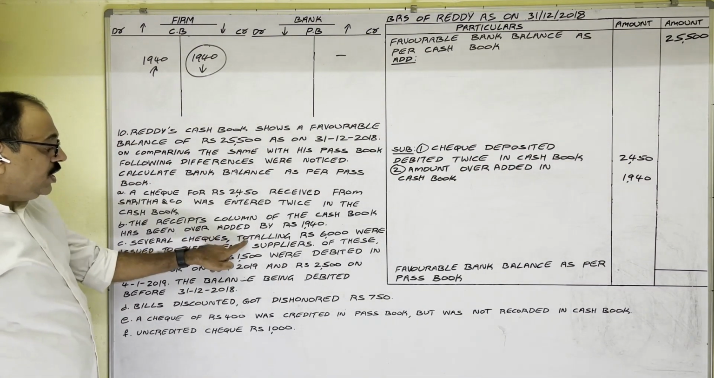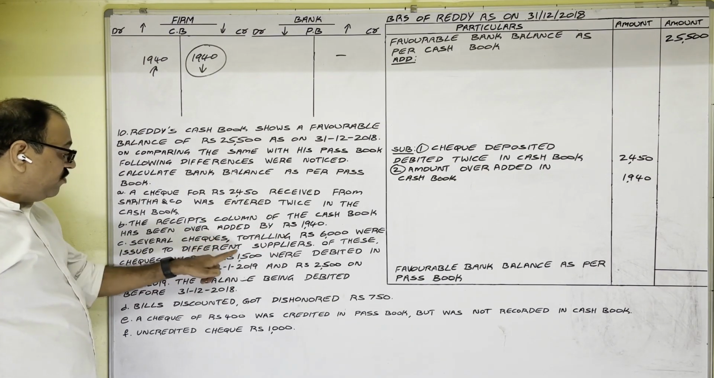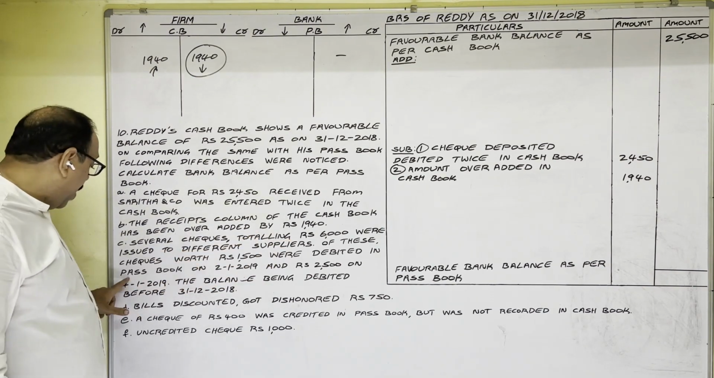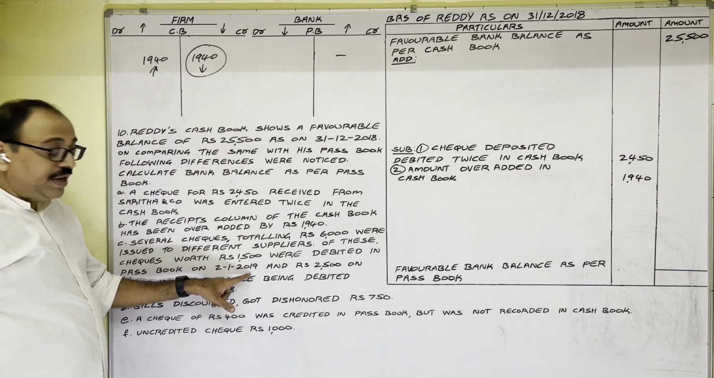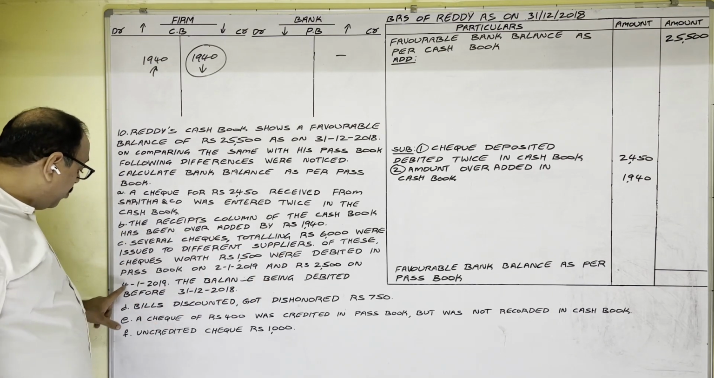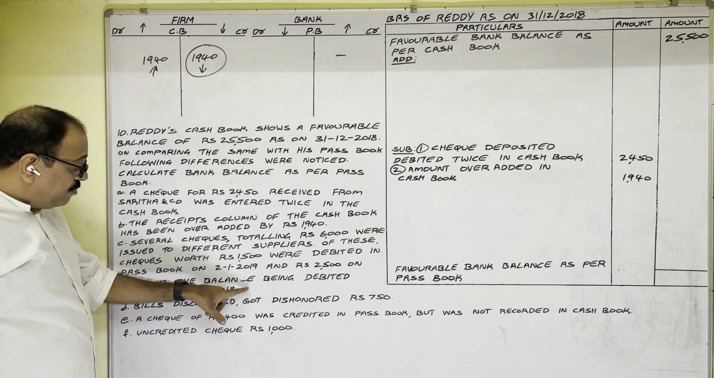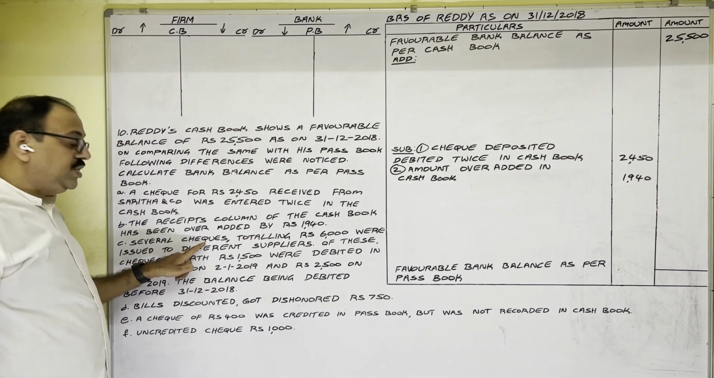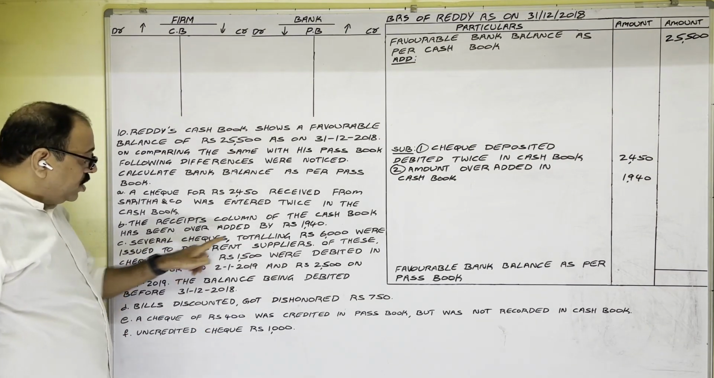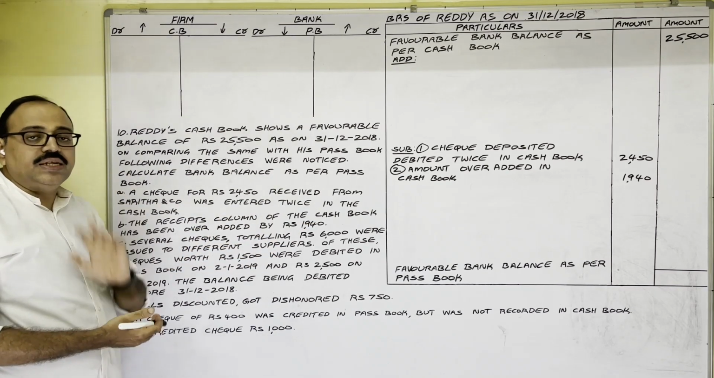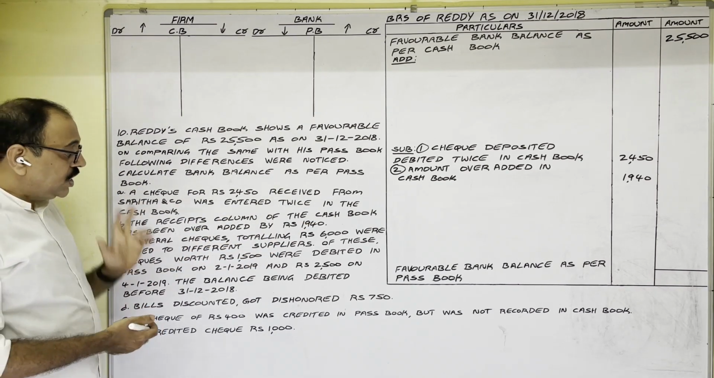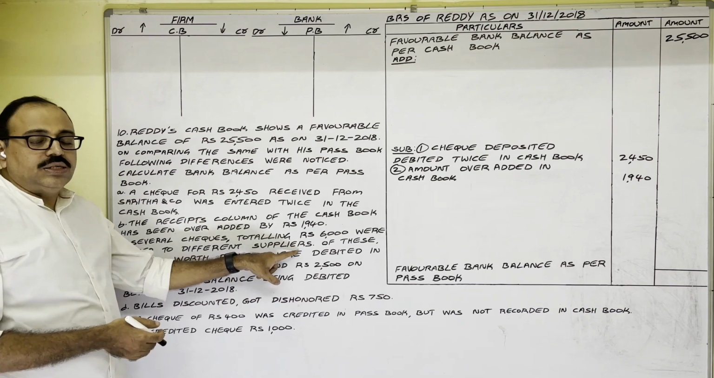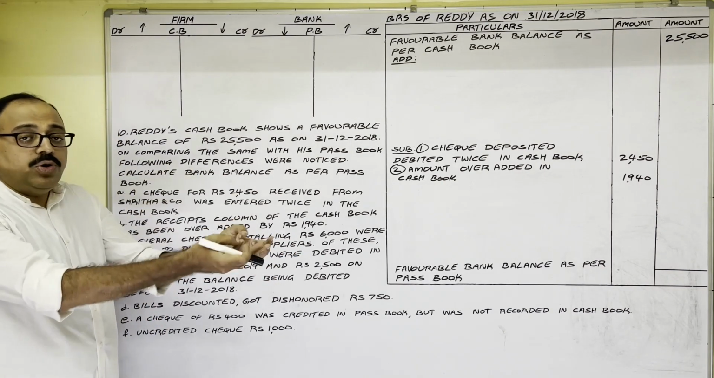Several checks totaling 6,000 rupees were issued to different suppliers. Of these, checks worth 1,500 were debited in the passbook on 2nd January 2019 and 2,500 on 4th January 2019, the balance being debited before 31st December 2018. Several checks. How many checks? We don't know. Totaling 6,000. This hint he has given. So some checks are there. Checks totaling 6,000 rupees were issued to different suppliers. So the firm has to pay some amount to suppliers.